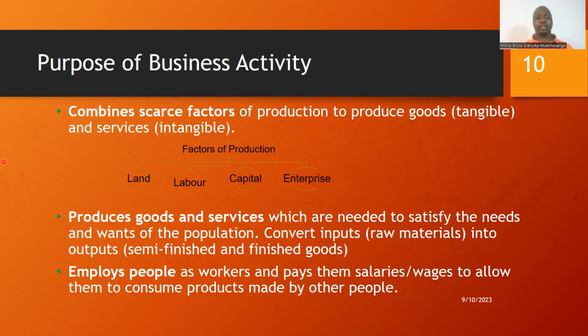Then intangible, meaning to say you cannot touch, see, feel, or even count the product, but you can only measure the quality of the service delivery, for example, teaching. So that's the first purpose of business activity. Secondly, businesses produce goods and services which are needed to satisfy the needs and wants of the market or of the population, meaning to say they convert the inputs or simply the raw materials into outputs, which can either be semi-finished and finished goods that can be sold to their customers.